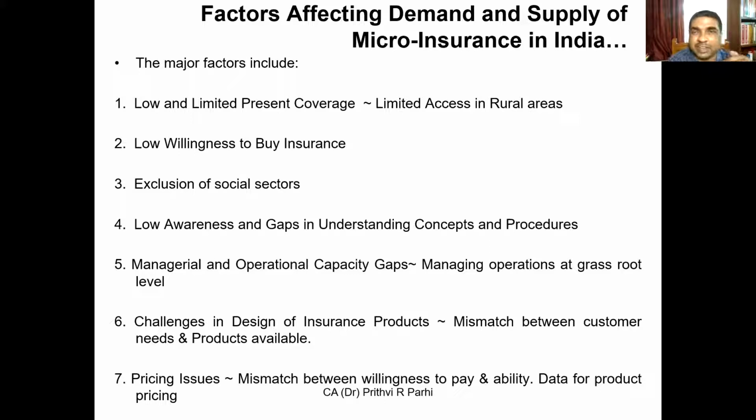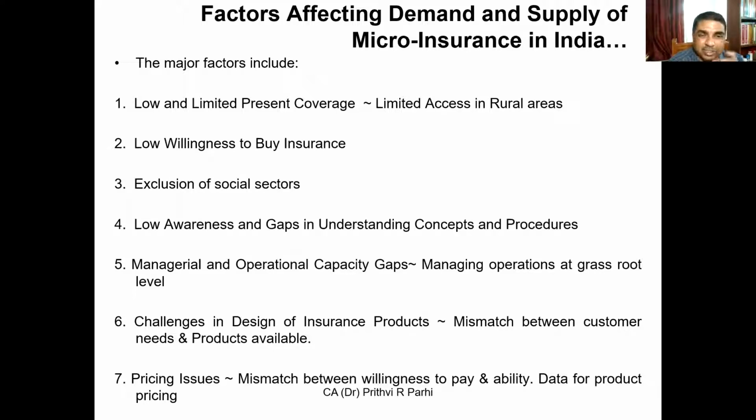There are various factors that affect the micro insurance business in our country. First of all, there is low or limited present coverage. That means a limited number of policies are available. A limited number of insurers are offering these services. And willingness is also low. Very few people are interested in going for this kind of insurance. All the social sectors are not included. There is very low awareness among people about micro insurance products.